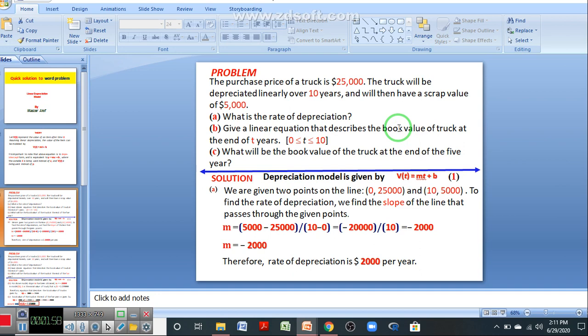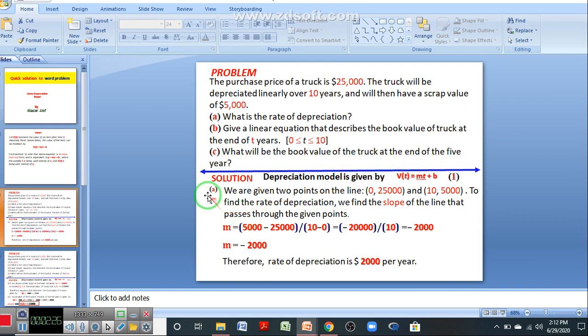So what is required in part A? What is the rate of depreciation? That is, it requires the slope, the decreasing rate, which is the depreciation rate here. And then we have to find the model, meaning we have to find m and b, and we have to use the model obtained in part B to find the value of the machine after 5 years.